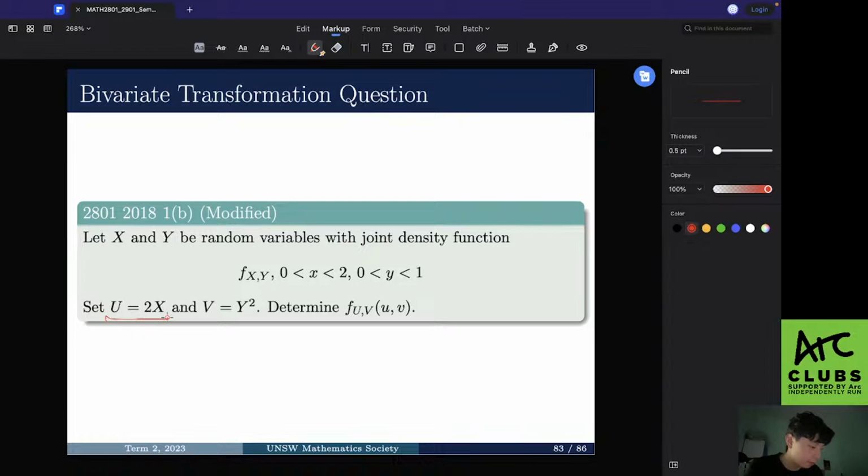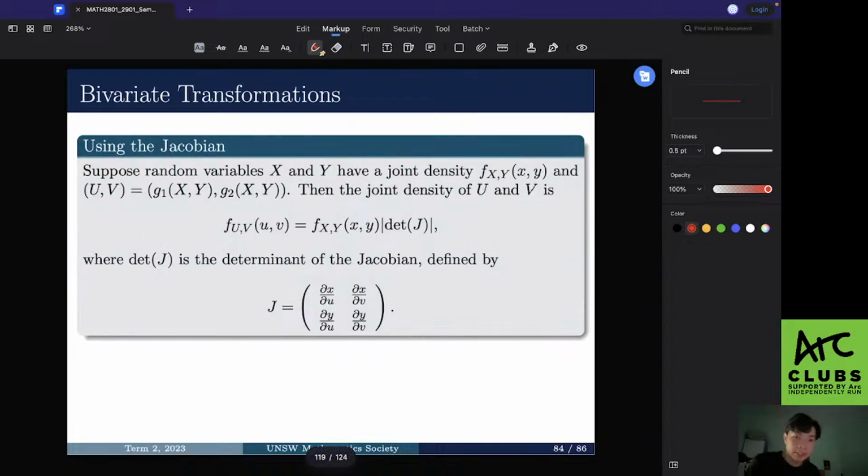Essentially, we have u and v equal to some value, some function of x and y, but we're not turning, for example, a sum of 2 into one variable, right? We're maintaining 2 variables, so we can't use the methods that we had before. This time we need the Jacobian.